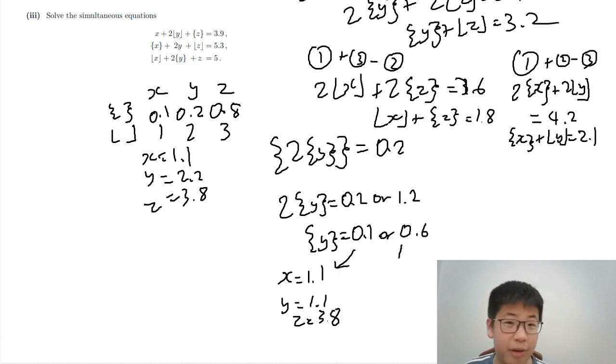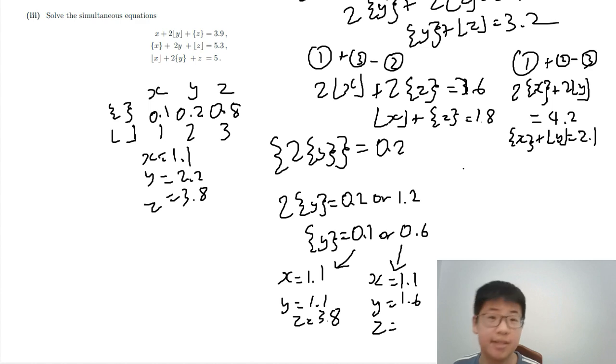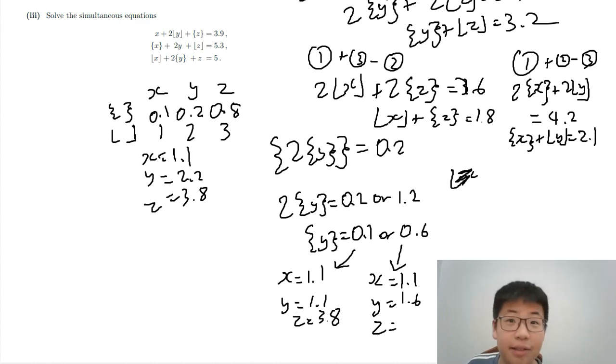Now, what about the solution where fractional y is 0.6? Well, x will still be 1.1, y will now be 1.6. And just to satisfy the equations, since we added 0.5 to fractional y, we must subtract 1 from z, because x plus fractional x plus 2y plus floor z equals 5.3, and floor x plus 2 fractional y plus z equals 5, following the equations. Because if we go calculate, well, actually let's just use the equation with floor y.